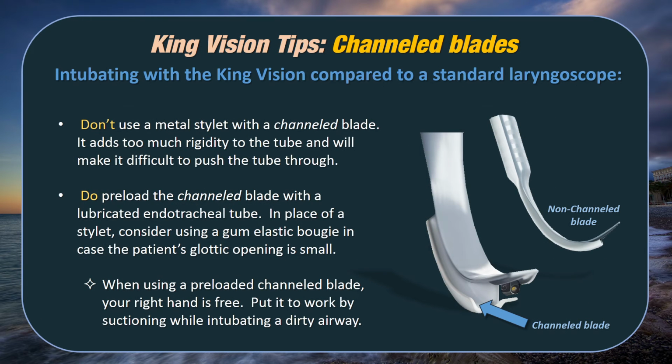As discussed before, there is a channel blade option and a non-channel blade. We want to make sure that we do not use a stylet with the channel blade, because that'll make it too rigid to slide through. But we do want to preload that channel blade with a lubricated ET tube. You can consider putting a bougie in place with that also. When using the preloaded channel blade, your right hand is pretty much free until you get ready to advance, so it gives you something to work with, whether you need to add cricoid pressure or you need to suction a dirty airway.